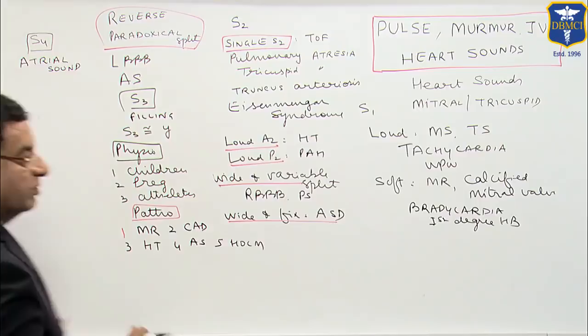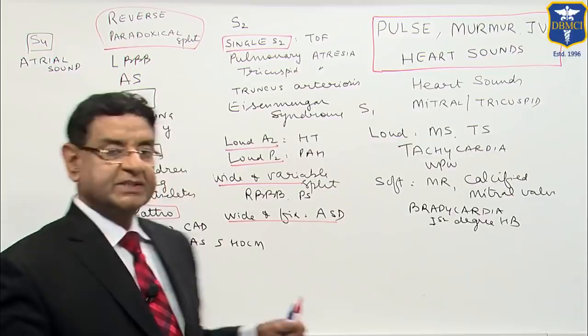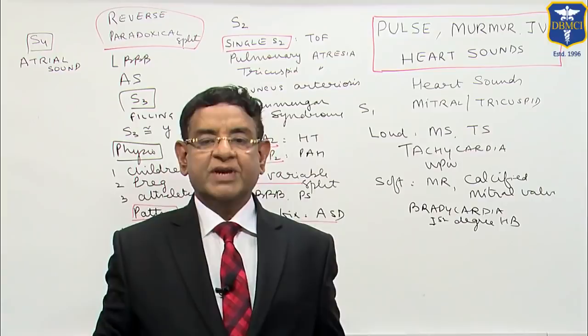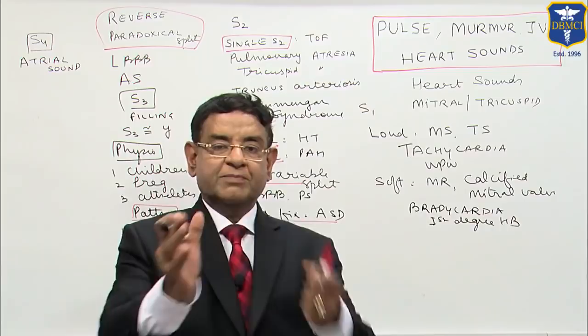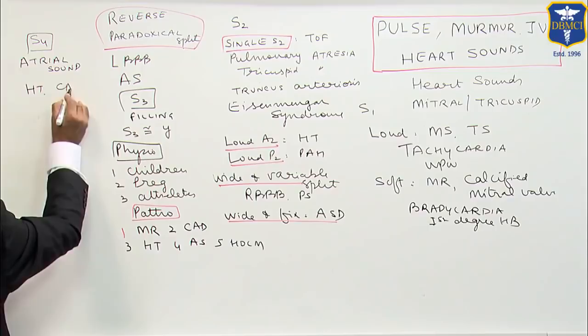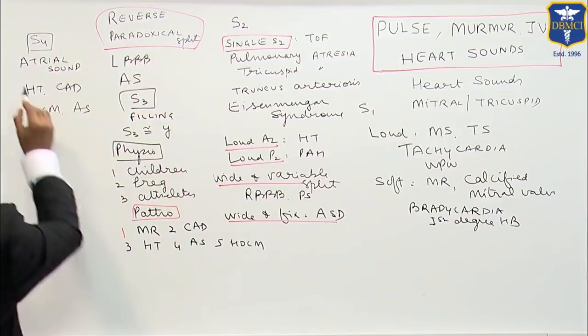So now, what are the conditions where we see S4? First of all, S4 is never physiological, in contrast to the third sound, which is seen in some physiological conditions. S4 is always pathological, especially in any condition which leads to stiffening of the ventricle wall, because the atria have to push the blood into the ventricle with great pressure, since there is reduced distensibility of the ventricles. So it is seen in conditions like hypertension, coronary artery disease, HOCM, aortic stenosis. These are some of the conditions where we get the fourth sound.